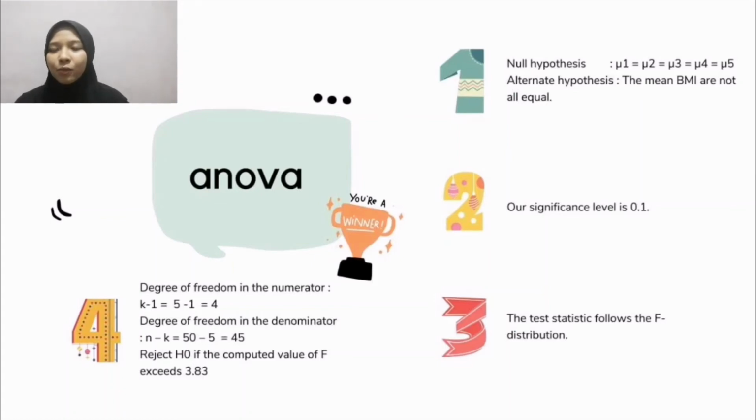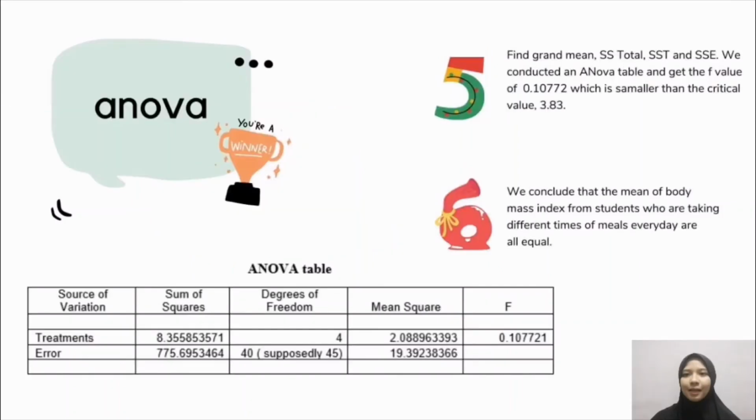The fourth step is that we need to calculate our degrees of freedom. Our degree of freedom in the numerator is 4, found by k minus 1. Our k is 5, so 5 minus 1 is equal to 4. Next, the degree of freedom in the denominator is n minus k. Our n is 50, minus 5 is 45. And then we decide the value, and we will reject the H null if the computed value of F exceeds 3.83. Next, the fifth step is that we find the grand mean, the SS total, SST, and SSE.